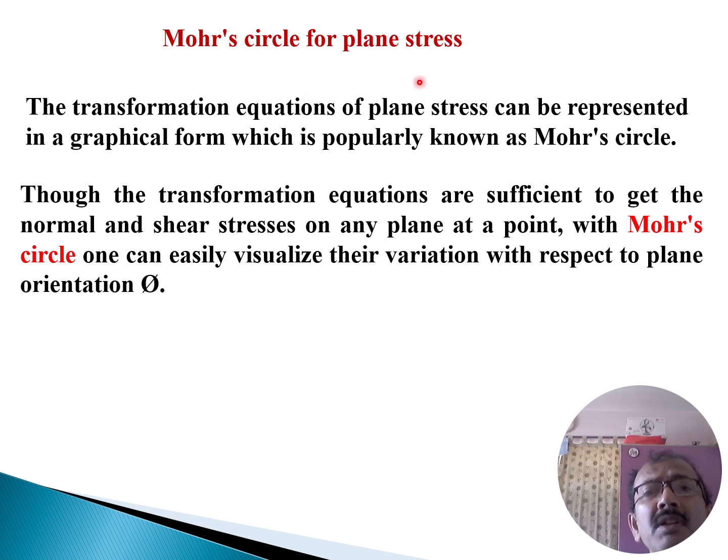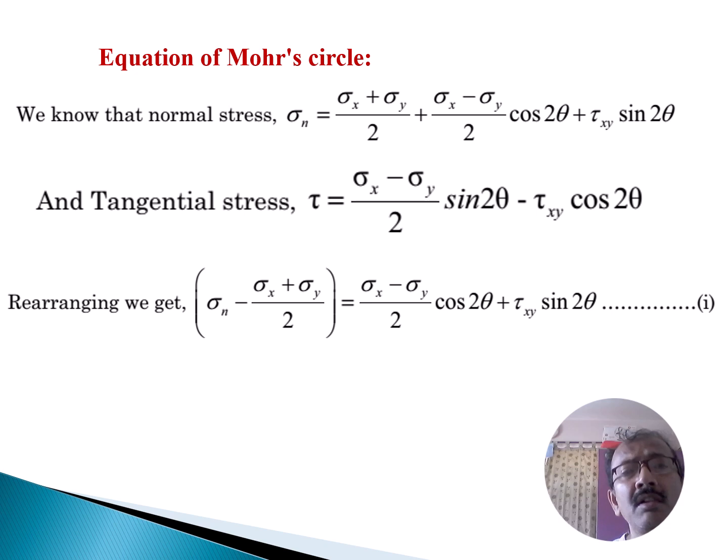Now the Mohr circle for plane stress. The transformation equations of plane stress can be represented in graphical form, which is popularly known as the Mohr circle. Though the transformation equations are sufficient to get the normal and shear stresses on any plane at a point, with the Mohr circle one can easily visualize their variation with respect to the plane. That means the Mohr circle is nothing but the graphical representation of the state of stress. We will discuss this Mohr circle with the help of graphical representation in the next video.